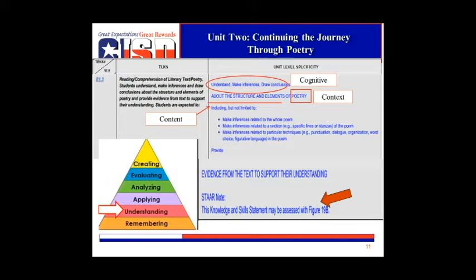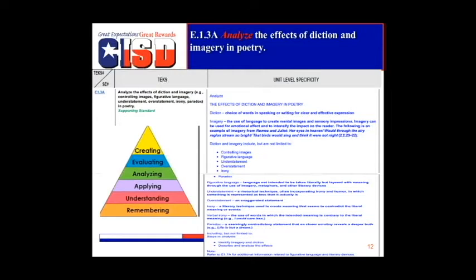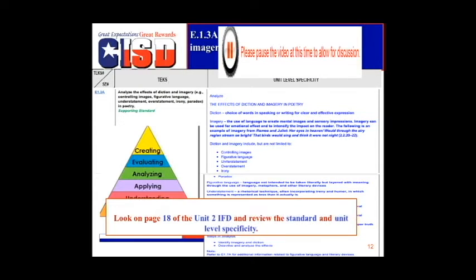Figure 19b, making complex inferences, may also be assessed as a readiness or supporting standard with 1.3. The second hotspot, SE 1.3a, is part of Category 2, Understanding Analysis of Literary Text, and it makes up 11 questions of the STAR Blueprint Assessment. Please pause for a moment to look on page 17 of your Unit 2 IFD and review the standard and unit level of specificity.